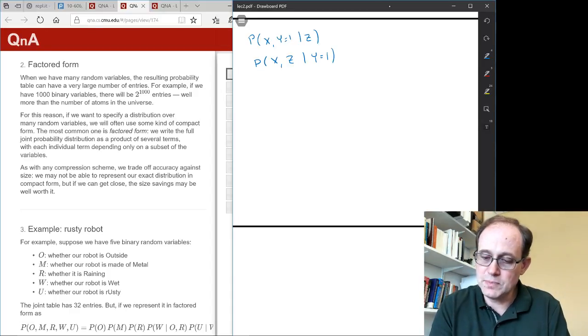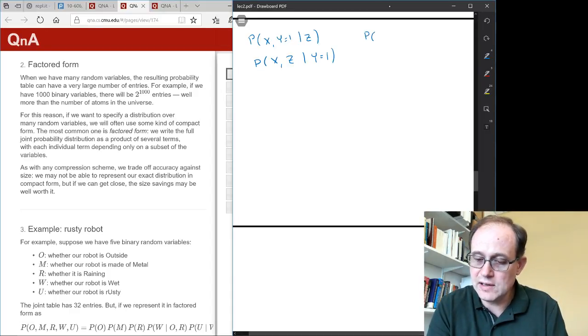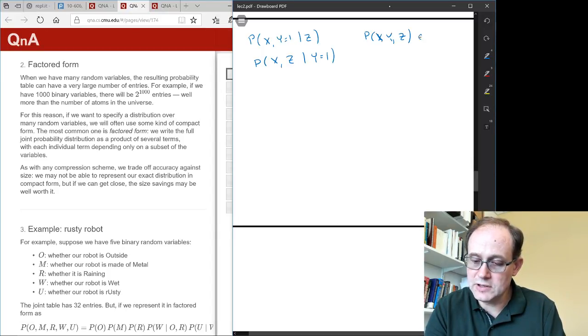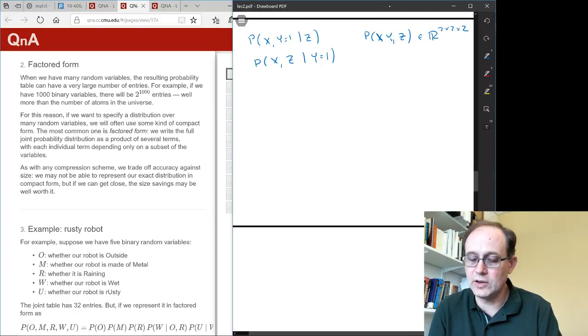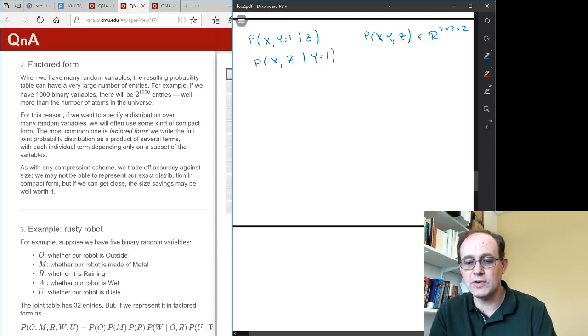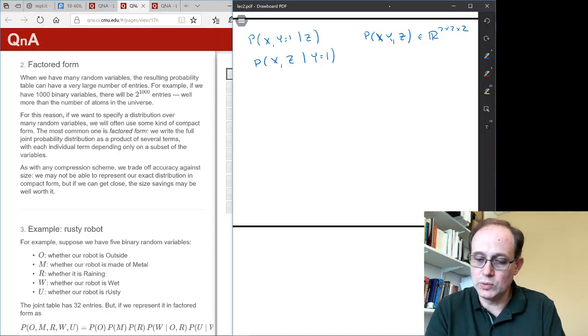So let's start by writing out P of x comma y, sorry, that's P of x comma y comma z. So that is going to be an element of our 2 by 2 by 2 table, right? So we're assuming that x, y, and z are binary variables, and we're going to have an x index, a y index, and a z index into the table, and so there's going to be 8 entries total. So we'll write it out something like this.